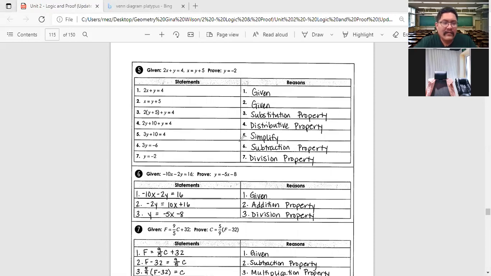And again, I know this is sometimes confusing, and when I taught this a couple years ago, this was one of the big things that students would always miss out on. Step number 7 is from what happened from 6 to 7. So how did we get to step number 7? So again, that reason goes, how did we get to that step? How did we get to that statement?